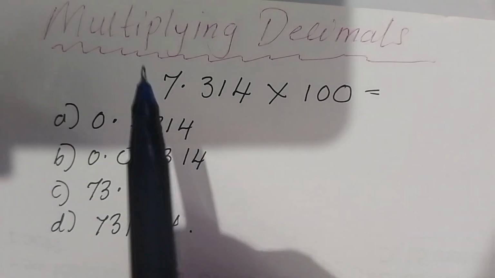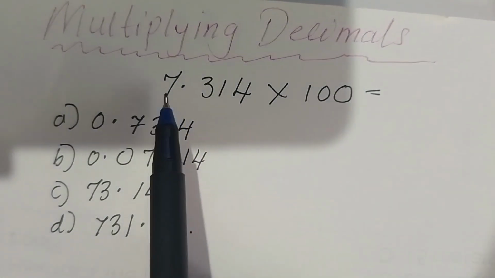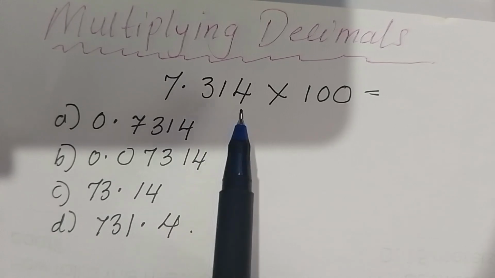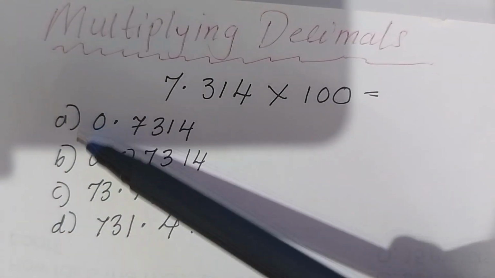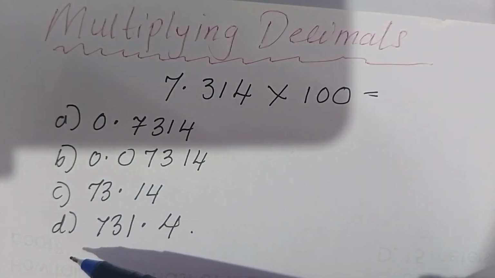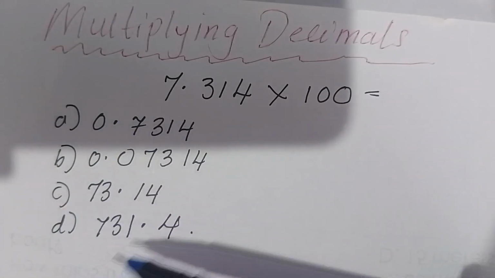Hello guys, we have multiplying decimals: 7.314 multiplied by 100. Then we have choices A, B, C and D. We'll see which one is correct.